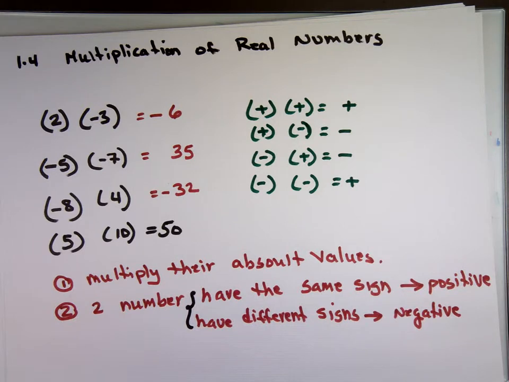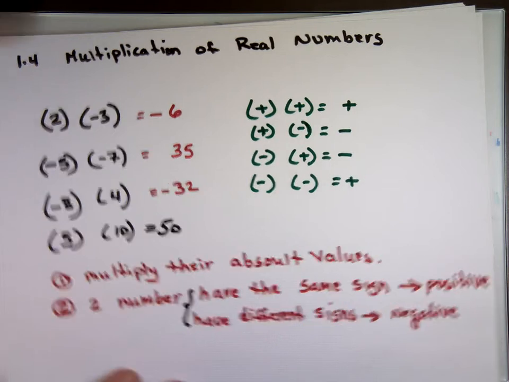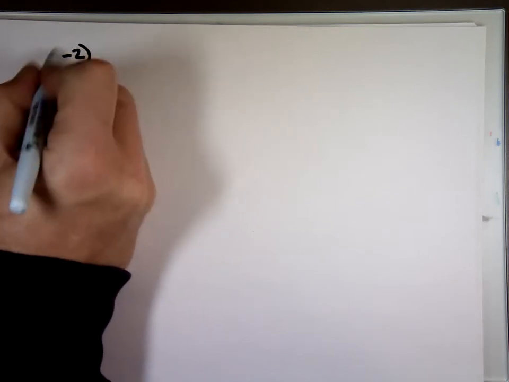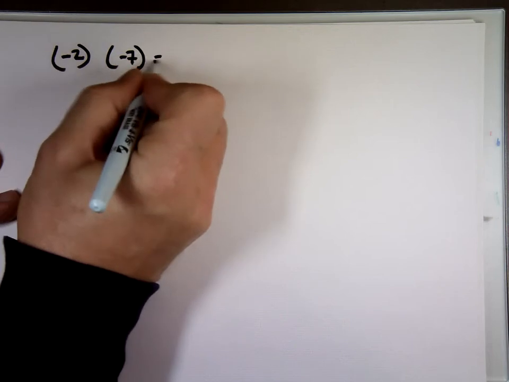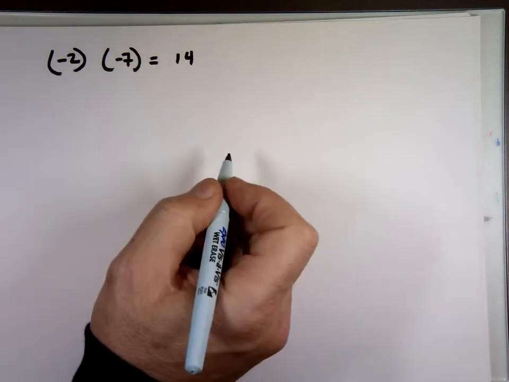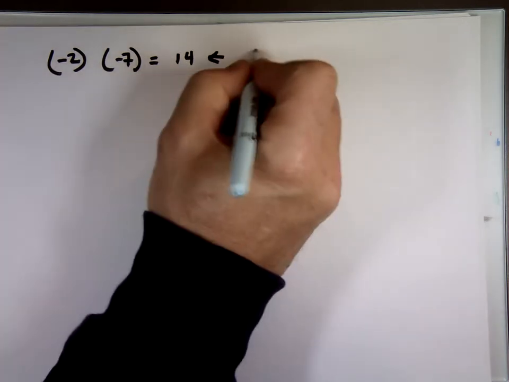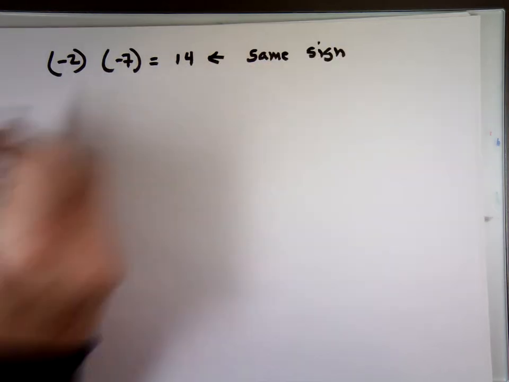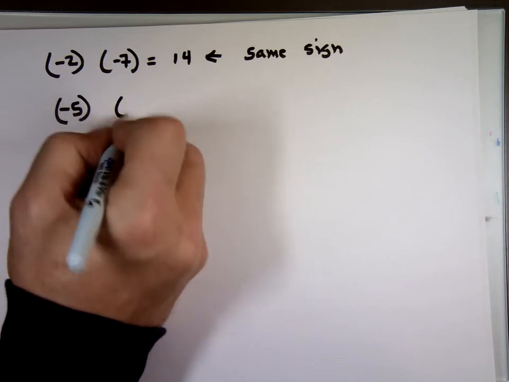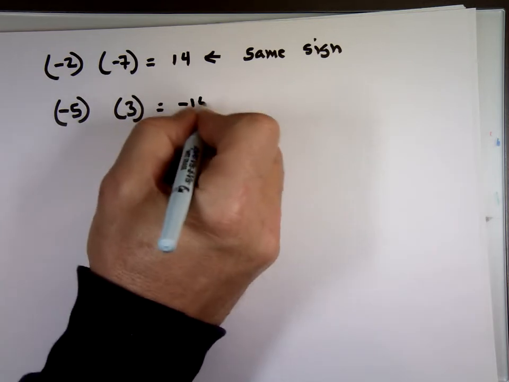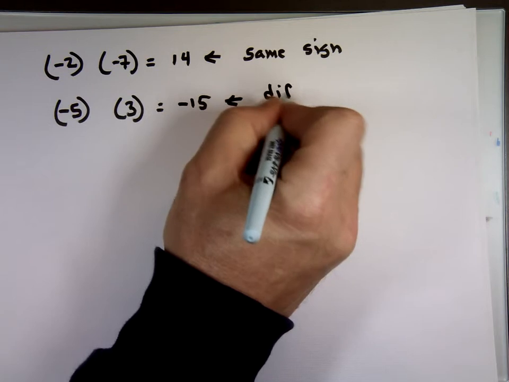So let's try a few of them. What's negative 2 times negative 7? 14. Very good. Positive or negative? Positive, same sign. Again, the reason it's positive is same sign. Negative 5 times 3. Negative 15. Why negative? Different signs, right?